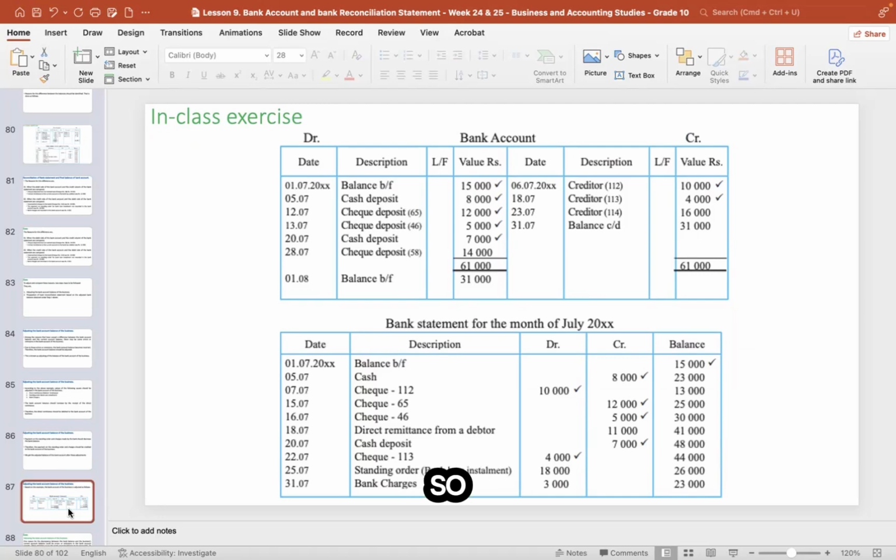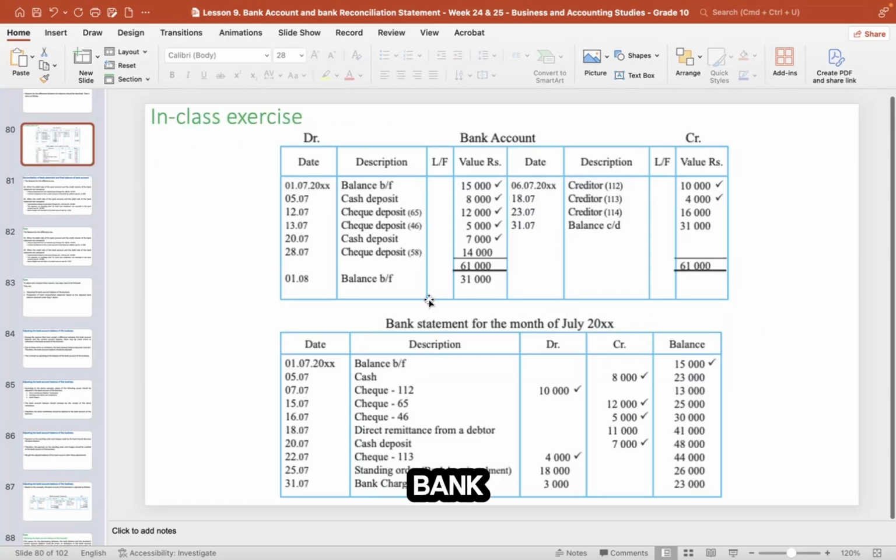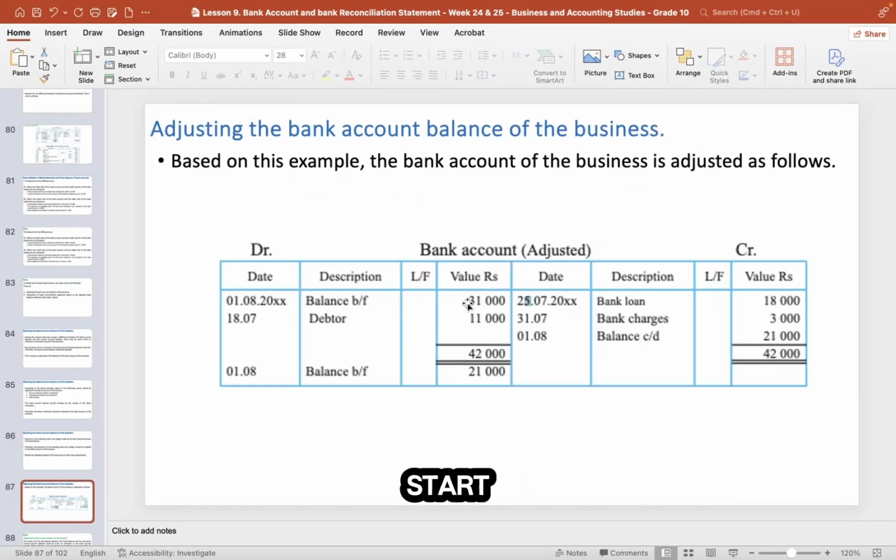So what we do is we start with the 31,000, which is the month end balance of the bank account. We have received a direct remittance of 11,000. We have paid 18,000 and 3,000 for the standing order and bank charges. So we start with 31,000. Then we debit the account for this 11,000. We have received 11,000 direct remittance from one of our debtors.